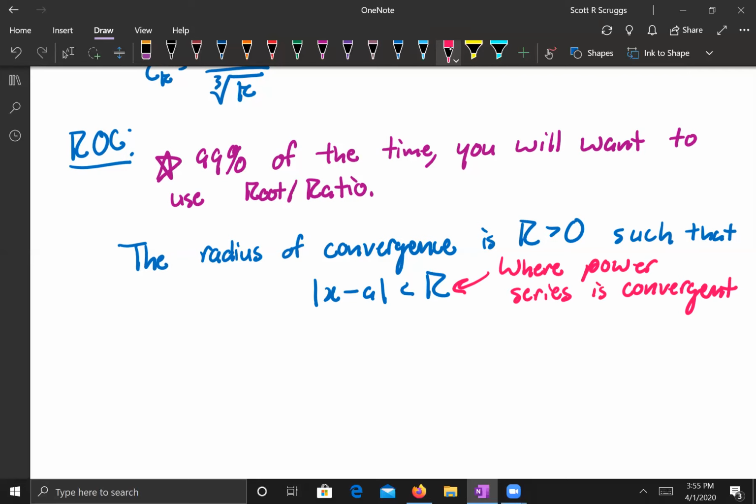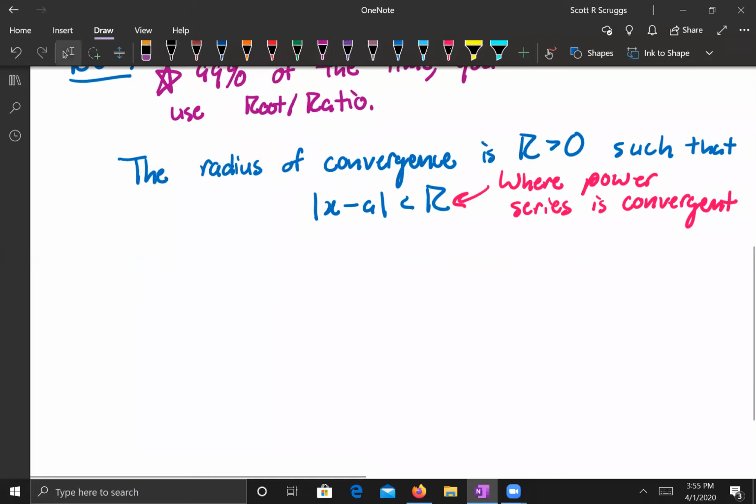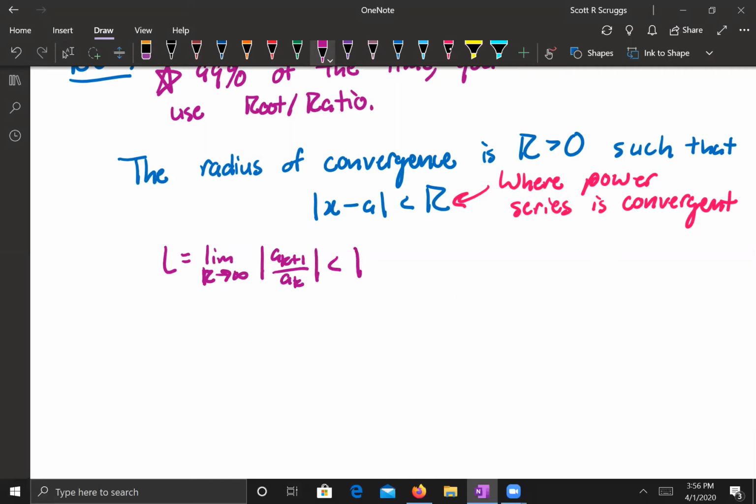And so the reason why I want to use the ratio or root test is because we know what makes the root and ratio test convergent. We know that if it was the ratio test, this guy would be convergent if this thing is less than 1 for L.